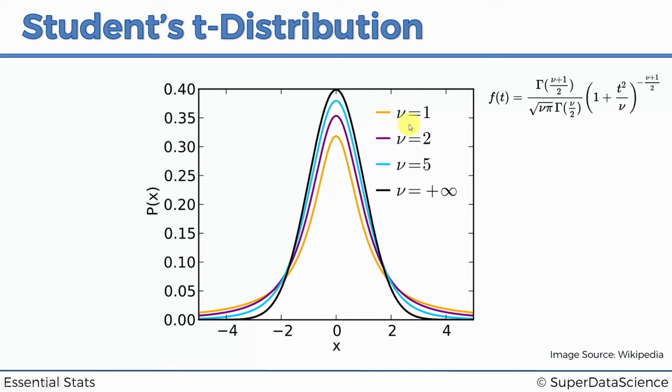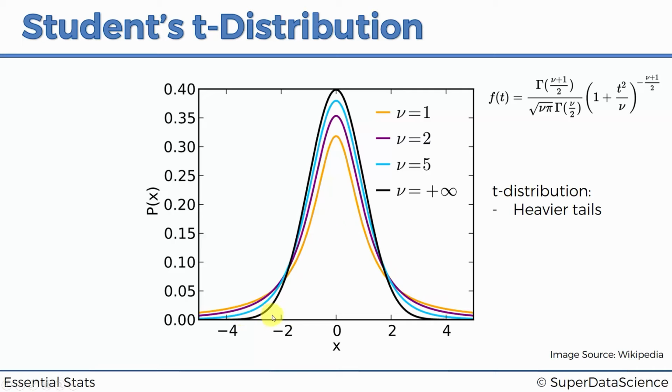Here it's written out: 1 degree of freedom, 2 degrees, 5, or infinite degrees of freedom. Degrees of freedom is basically the size of your sample minus 1. That's all it is. So your t-distribution has heavier tails. It's very similar to the normal distribution. In fact, over here, this black one, where degrees of freedom is infinity, so your sample size is huge, that is a normal distribution. So as nu gets larger and larger, this whole thing converges to a normal distribution. So that's just something to keep in mind.